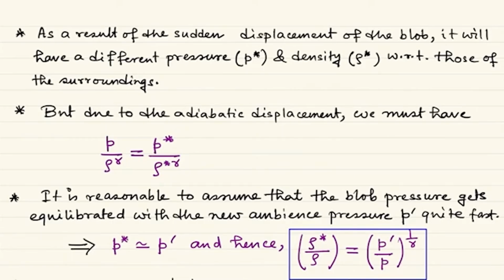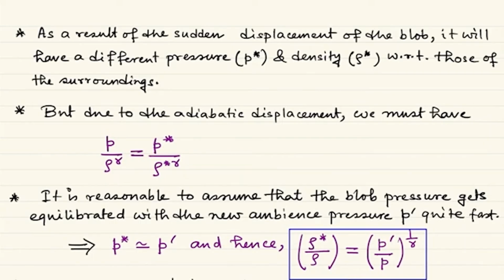Okay, now since the system was quickly displaced, and that's why we are talking of adiabatic displacement, then if you just consider the initial thermodynamic state of the blob and the final thermodynamic state of the blob, we can simply write this equation that P by rho to the power gamma is a constant.